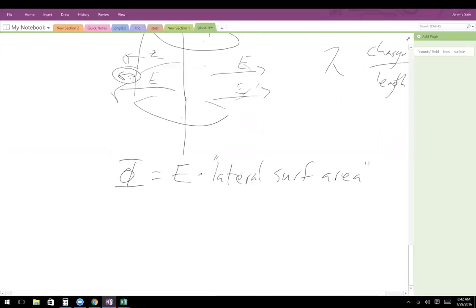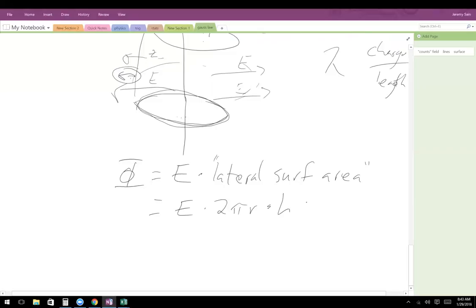What's the area of the round part of a cylinder? If you imagine snipping the cylinder and rolling it out to make a rectangle, the height would be the height, the length would be the circumference of the bottom, so it's E times 2 pi r times however high we cut out for our cylinder.